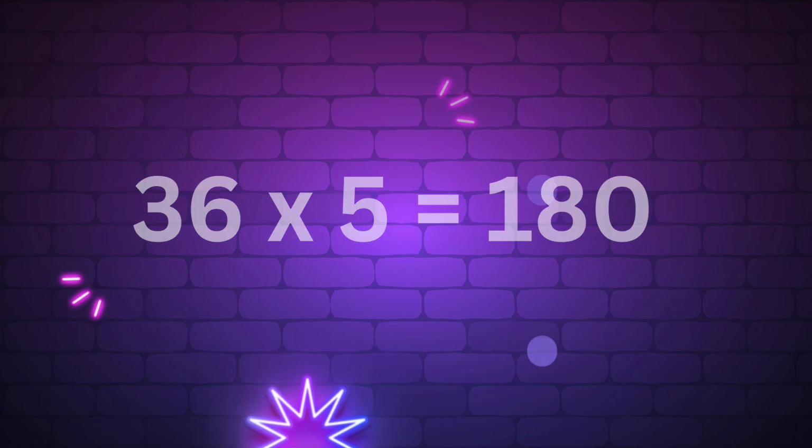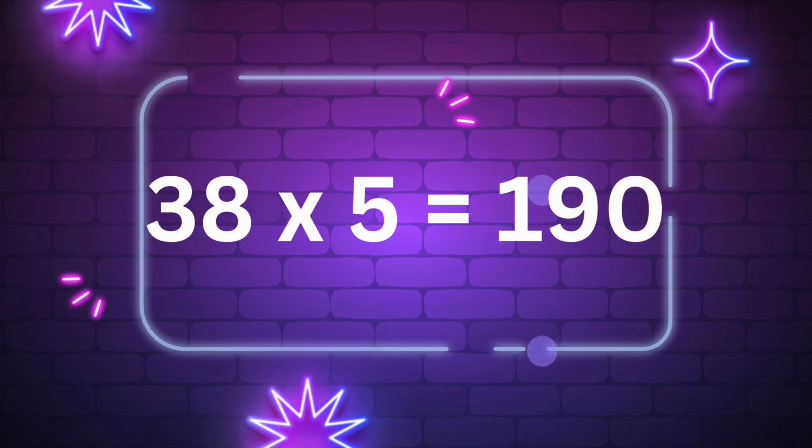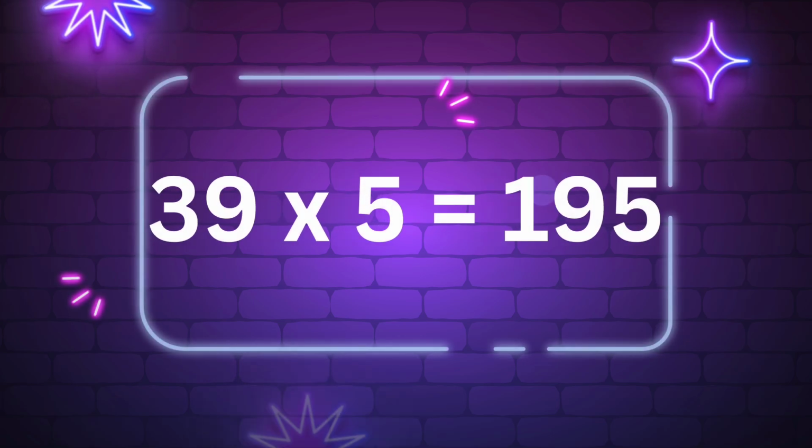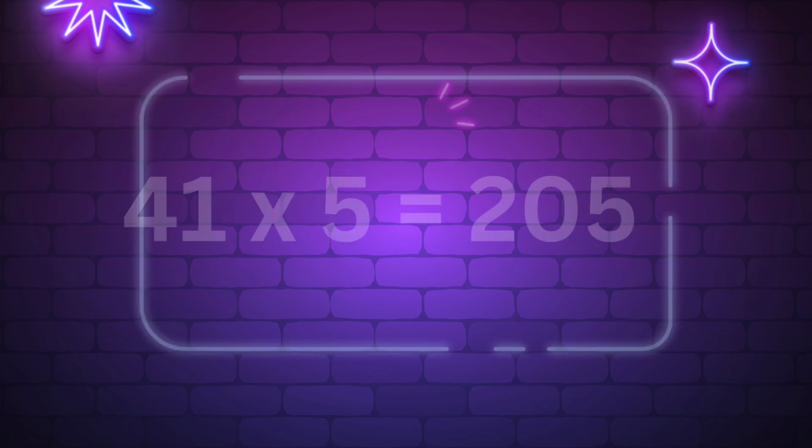36 times 5 is 180. 37 times 5 is 185. 38 times 5 is 190. 39 times 5 is 195. 40 times 5 is 200.